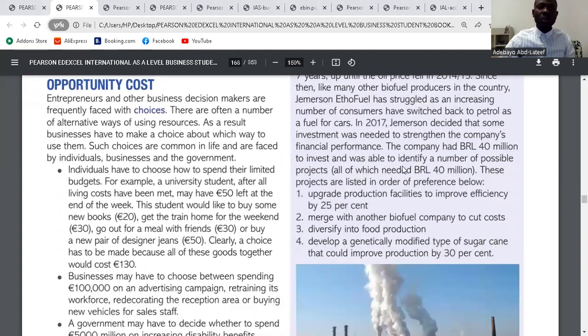The first thing we have to talk about is opportunity cost. Entrepreneurs and other business decision makers are frequently faced with choices. There are often a number of alternative ways of using resources. As a result, businesses have to make a choice about which way to use them. Such choices are common in life and are faced by individuals, businesses, and the government.